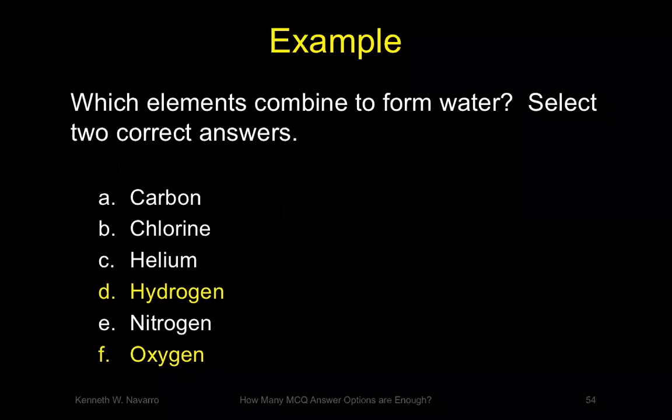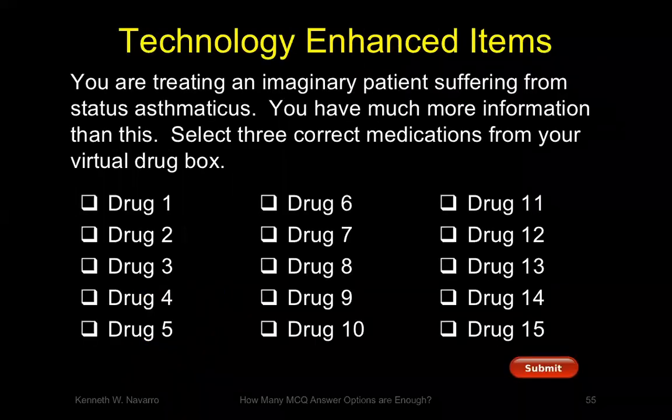Now, one of the potential ways on a computer that this could even be expanded is, let's say that this type of question appears on an exam, that you have this virtual drug box. So the stem could paint this picture of an imaginary patient suffering from status asthmaticus. It goes through a lot of information, gives you information about that patient, and then asks you to select 3 correct medications from your virtual drug box.